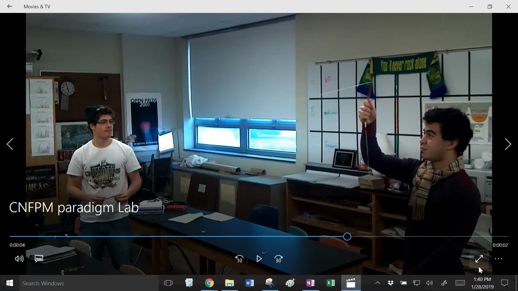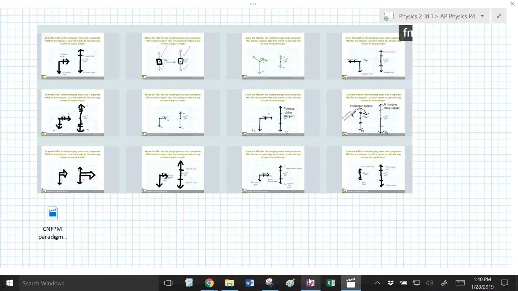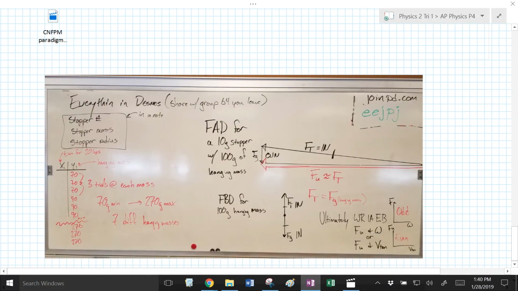The tension pulling upward here, well, the stopper's connected to the same string. So this tension pulling at this angle matches the tension pulling up on the hanging mass. So that allows us to make a logic chain here: if I know this gravitational force, because I have 100 grams of hanging mass, so that's a Newton, it means this tension here has to be a Newton. Well, that means that the tension on the stopper is a Newton as well, okay?